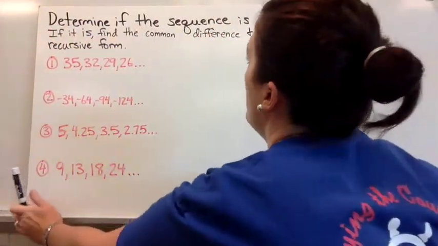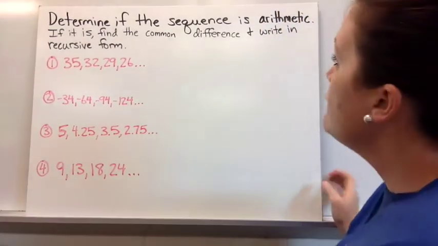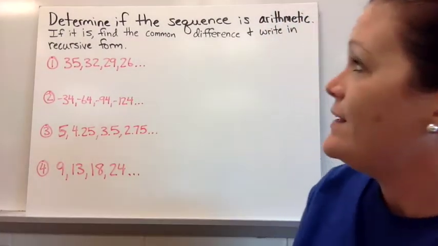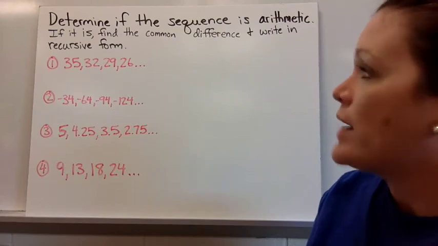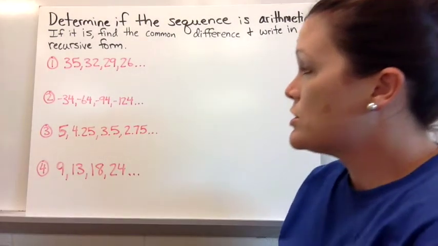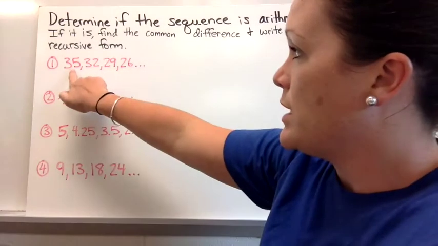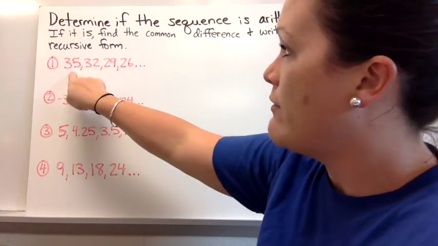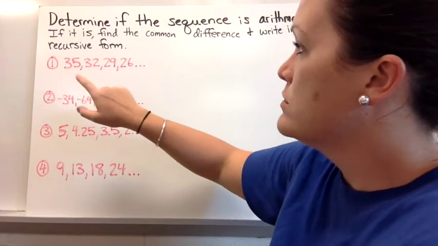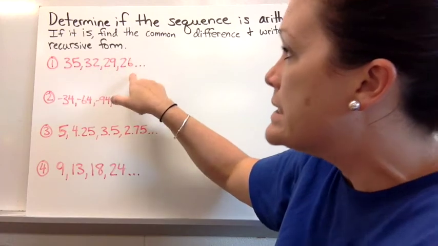Okay, so what if we're asked to determine if the sequence is arithmetic, and then if it is, find the common difference and write it in recursive form. So we're just looking for what's going on between each term first. So 35, 32, 29, 26.